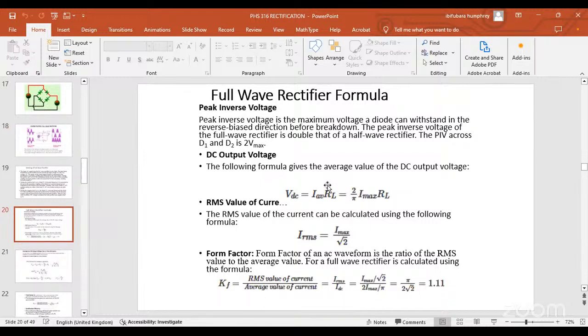Peak inverse voltage is the maximum voltage a diode can withstand in the reverse bias direction before breaking down. The peak inverse voltage of a full wave rectifier is double that of a half wave rectifier and is sometimes given the acronym PIV. So the PIV across D1 and D2 is 2 Vmax.